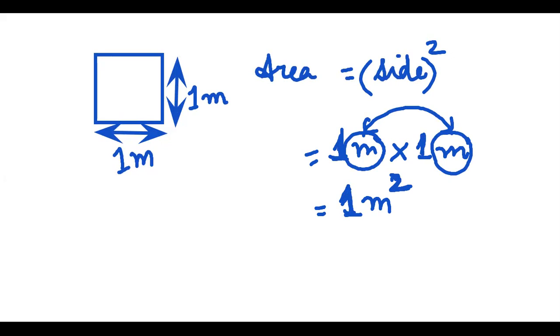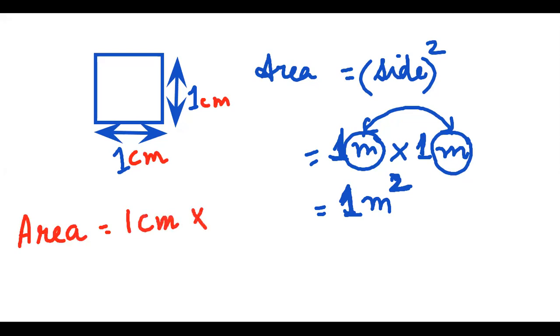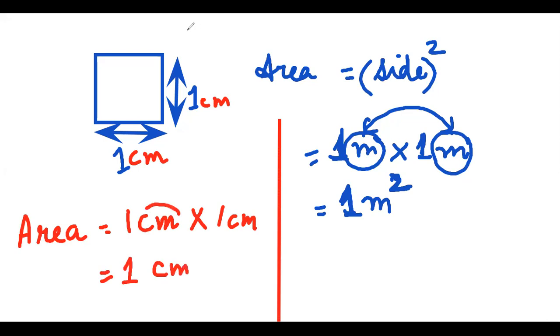Children, similarly, if we were having a square having side of 1 centimeter, then the area would have been 1 centimeter multiplied by 1 centimeter. So 1 centimeter into 1 centimeter is equal to 1 centimeter multiplied by centimeter. So it will be centimeter square.